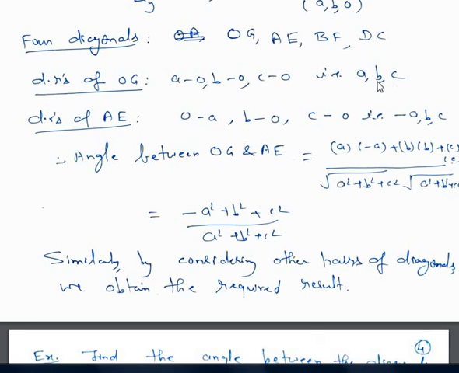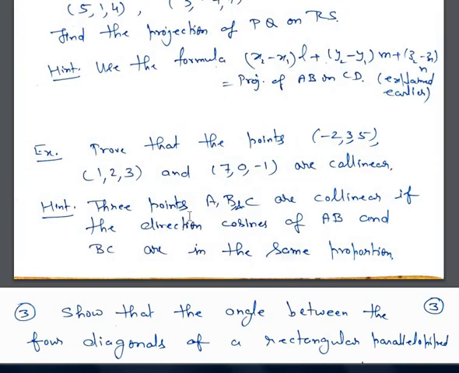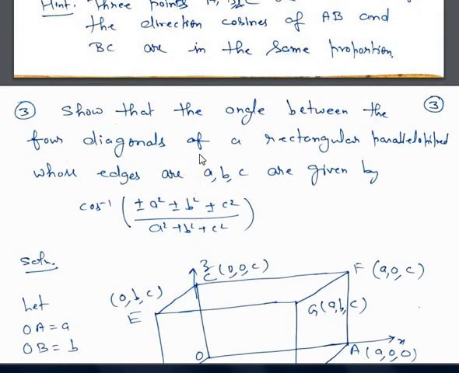Here a1, b1, c1 are a, b and c, and a2, b2, c2 are minus a, b and c. Put these values in the formula and we will get (−a² + b² + c²) upon (a² + b² + c²). So this is the angle between OG and AE. Similarly, if we consider other pairs of diagonals, we will get that the angle between any two diagonals of a rectangular parallelepiped is given by cos inverse of (±a² ± b² ± c²) upon (a² + b² + c²).